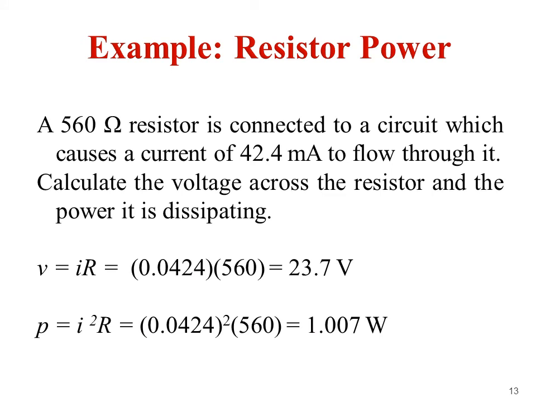Now here is an example in resistive power. A 560 ohm resistor is connected to a circuit which causes a current of 42.4 milliamperes to flow through it. Calculate the voltage across the resistor as well as the power it is dissipating. Using the data, just try to calculate the power as well as the voltage in this example. Just try yourself. If not, I'll explain it again.